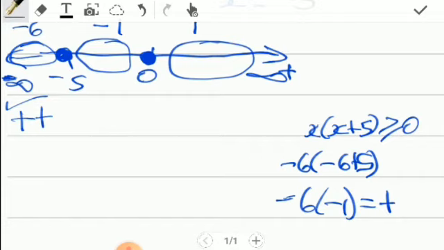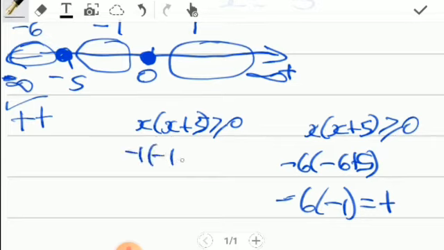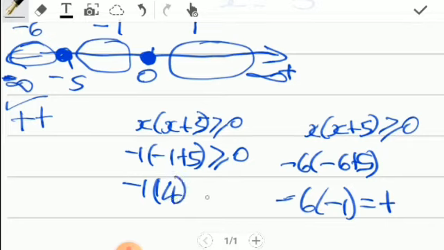Let's go between negative 5 and 0. We're going to use negative 1. So x(x + 5) with x as negative 1: negative 1 times negative 1 plus 5. This is negative 1, but this is a positive 4. When we work this out, it gives us a negative number. This is not what we want. So between negative 5 and 0 is not what we're looking for.